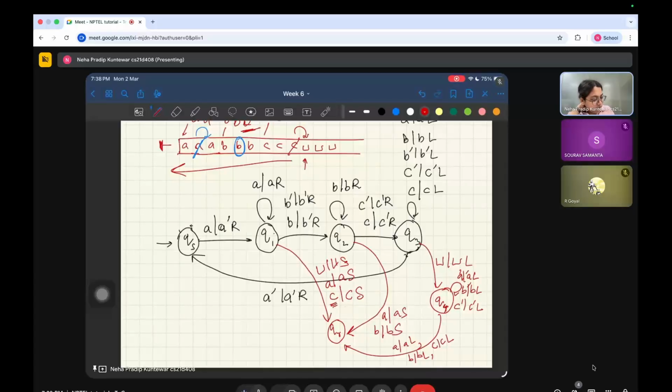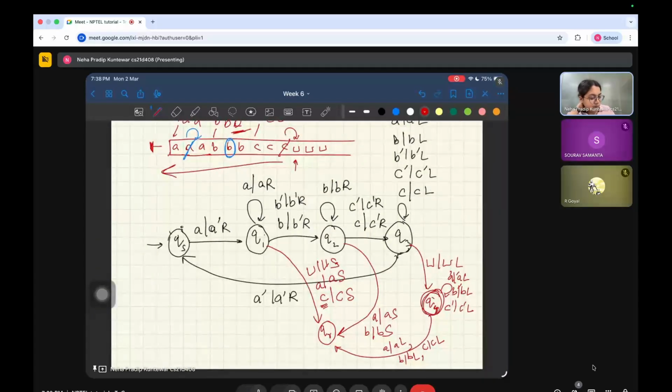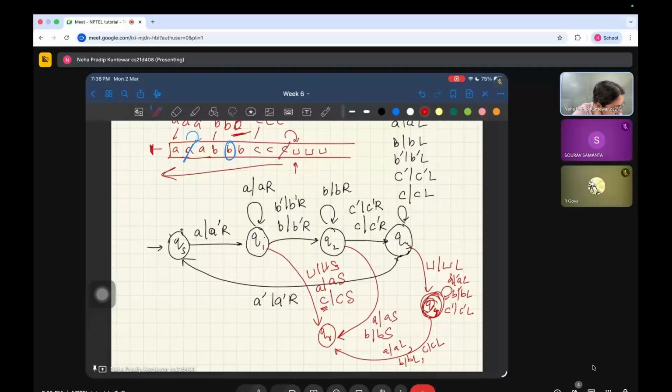Otherwise, if you keep on doing this and have exhausted the entire string and you never saw any of these, then you have reached the left end marker here, you went all the way back, and this is going to be your accept state.